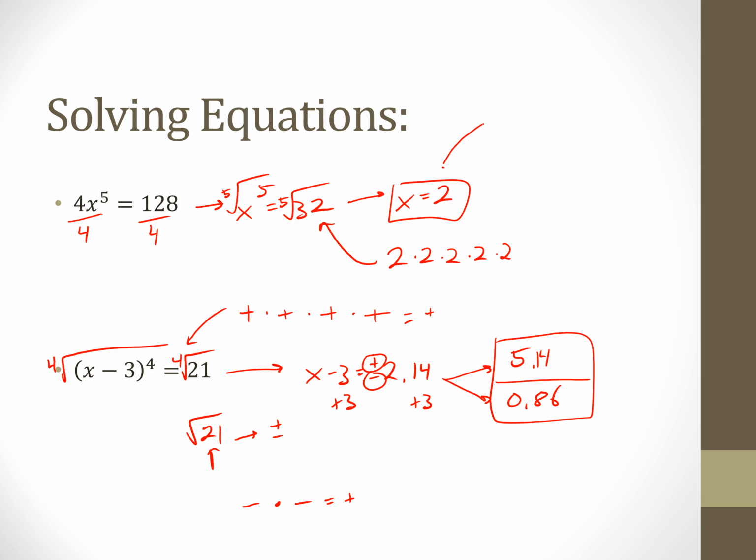Why didn't I need to worry about the plus or minus for this one? Well, that's because it was an odd root. And if you have an odd number of negatives, well, the first 2 cancel, the second 2 cancel, but then I am left with a negative. So an odd number of negatives cannot give me a positive, which means I don't need to worry about the plus or minus with the 5th root.